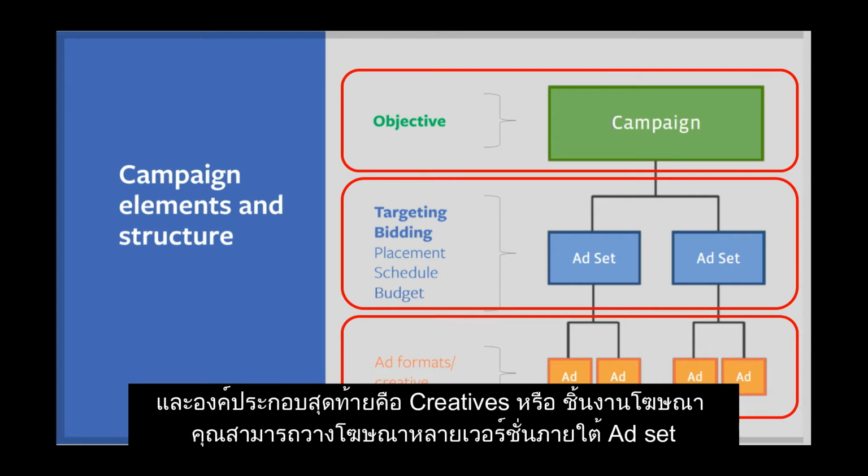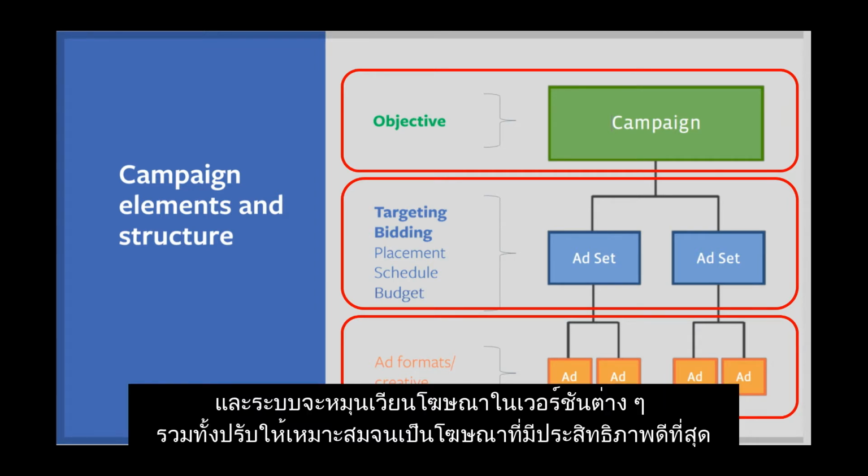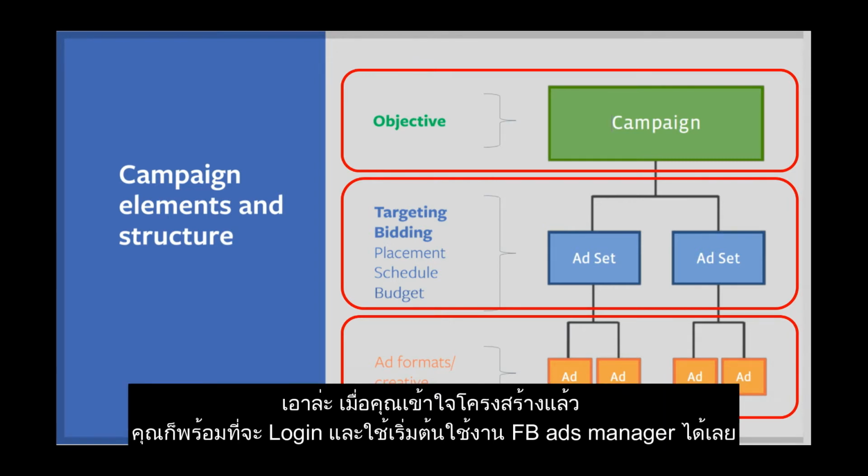And last but not least, the ad or creative artwork. Again, you can put multiple versions of the ad under the ad set, and the system will rotate the various versions of the ad, optimizing towards the best performing ad. And that's it. Now that you understand the structure, you're ready to log in, start building campaigns.